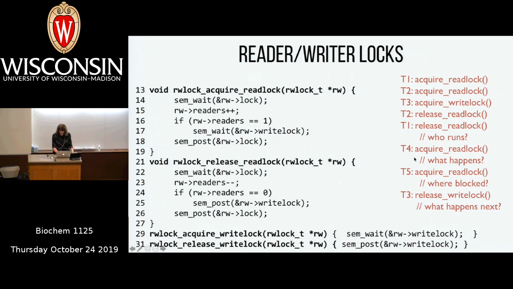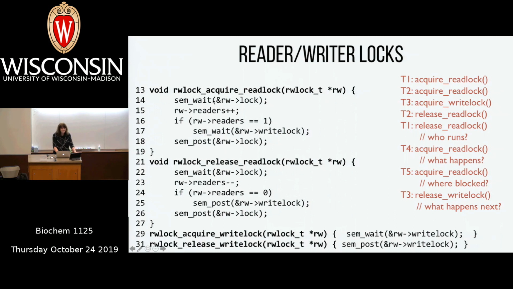So question for you all now, T5 that calls acquire read lock, where is it going to be blocked? On what line in this code? And why is that okay? So who thinks it will be line 14? Yes, line 14. I started from the beginning, and it just coincidentally that is correct.